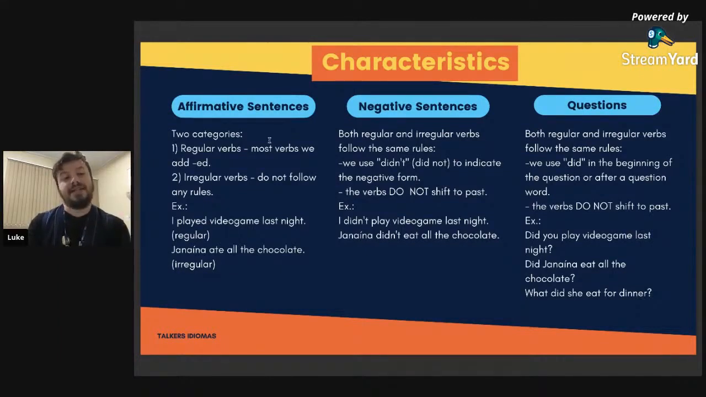And for that, the rule is very simple. For most regular verbs, we only need to add ed to put the verb in the past. And then we have the second category, which is irregular verbs. In this case, they are a little bit trickier, because they do not follow any rules.